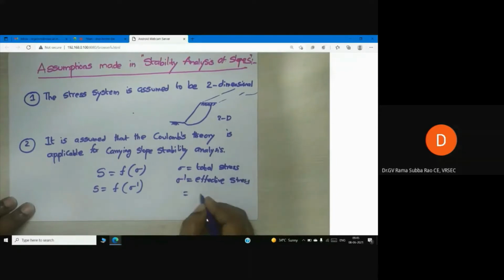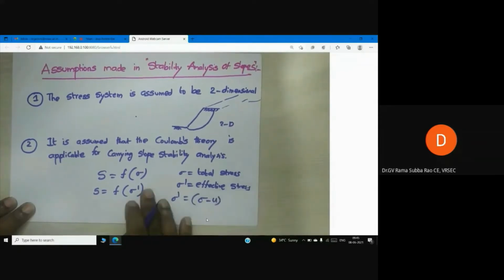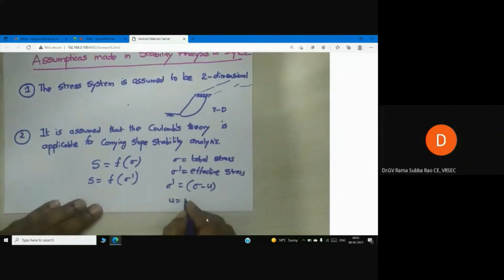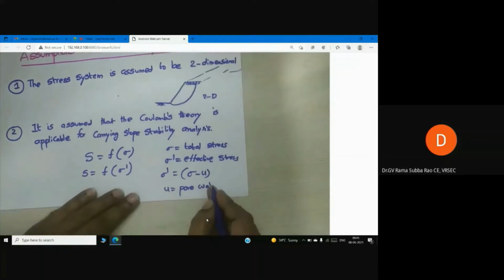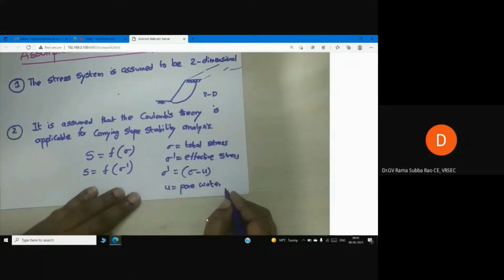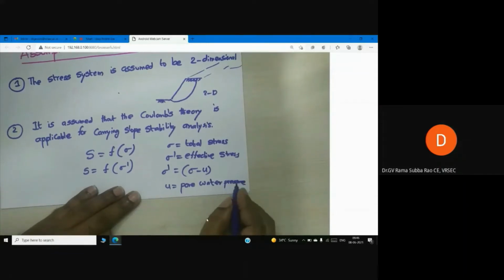I can write now sigma dash is equal to sigma minus U. You can ask me what is U? U is pore water pressure. This can be measured by using piezometers or by knowing the head of the water. We can calculate U is equal to gamma of water into height of water.